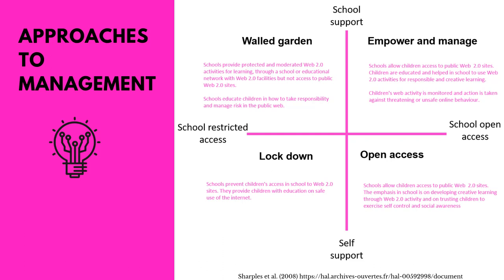First is a walled garden, where schools provide protected and moderated Web 2.0 activities for learning. Second is empower and manage, where schools allow children access to the public Web 2.0 sites in a responsible and actively monitored way. Third is lockdown, where schools prevent children's access in school to Web 2.0 sites, but do still provide education on the safe use of the internet. And finally is open access, where there is open access to public Web 2.0 sites, and the emphasis is on trusting children to exercise self-control and social awareness.